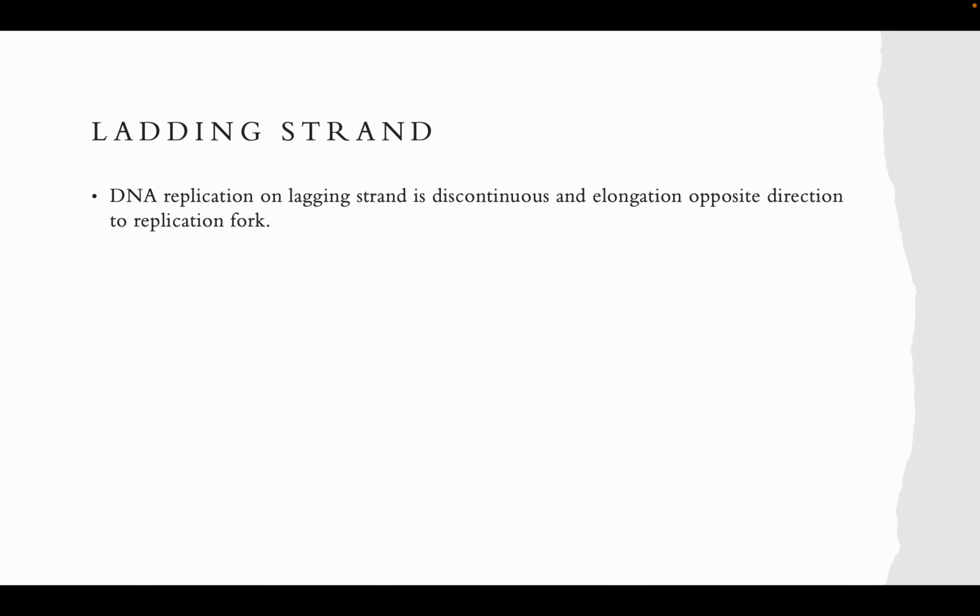Now we will talk about the lagging strand. DNA replication on the lagging strand is discontinuous and it is in the opposite direction to the replication fork, because the direction of the strand is 3 to 5, but the replication is happening 5 to 3, so it's in the discontinuous direction. And in this case, the nucleotides are added by the delta instead of the epsilon.